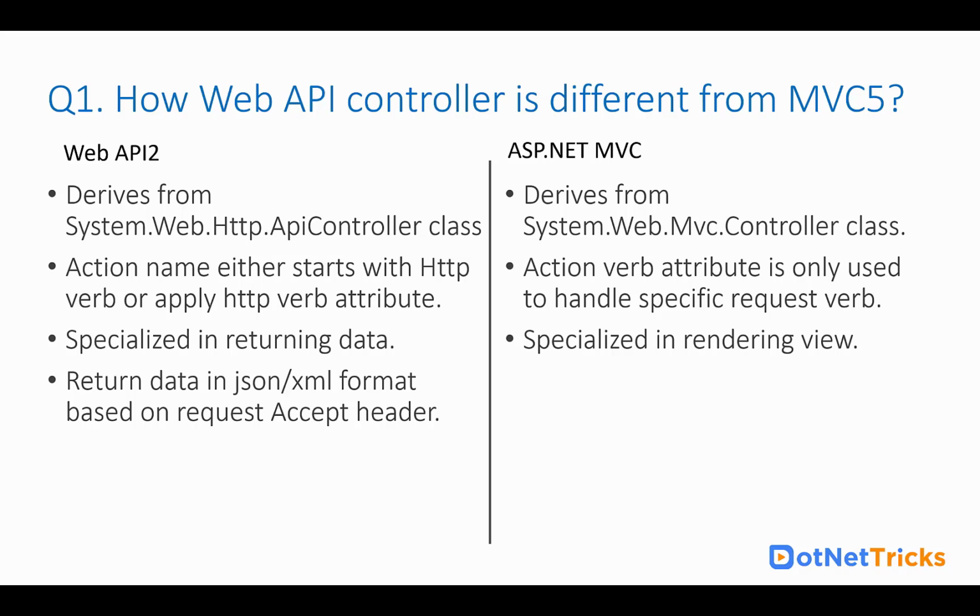When we make the request to the server, we can send the accept header to tell WebAPI in which format we want to receive the data. MVC returns an action result or any other derived type. It can be a view result, a partial view result, or a JSON result.